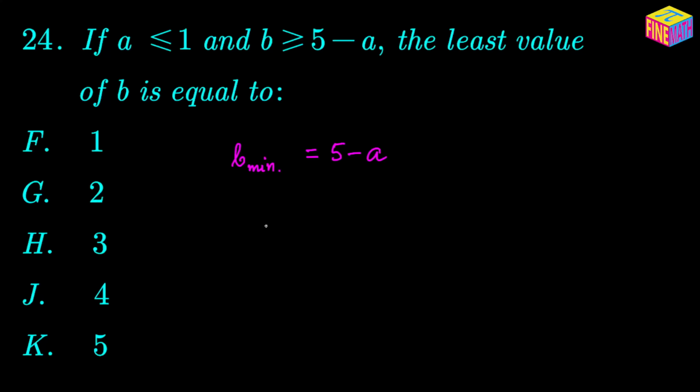So what is the maximum value of A? Well, A is less than or equal to 1, so we can say that the maximum value of A, A sub max, is definitely equal to 1. That's the maximum value because A could be 1 or any lower value. So the highest value of A is 1 in this particular example. To minimize 5 minus A, we have to use the maximum value of A, which is 1. So the minimum value of B is going to be 5 minus the maximum value of A, which is 5 minus 1, and that is equal to 4, and that is the correct answer here.